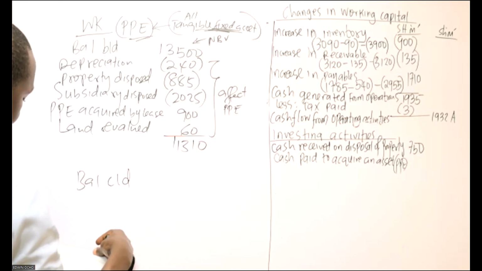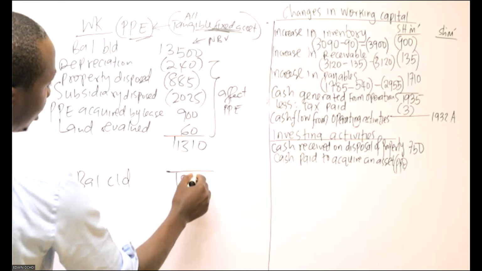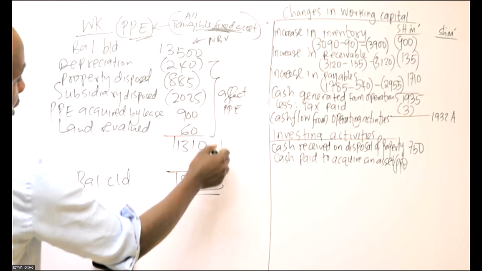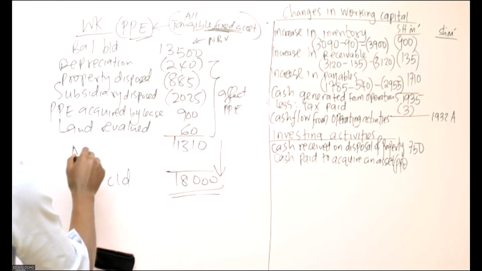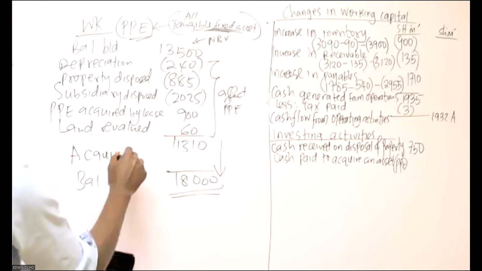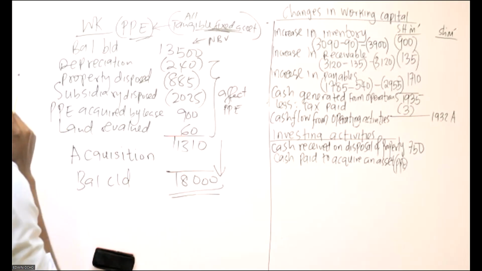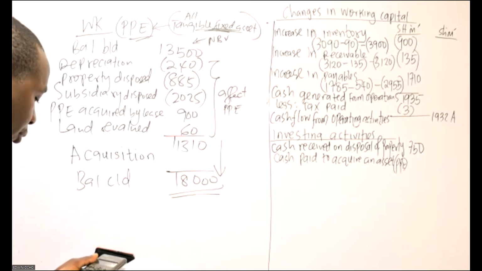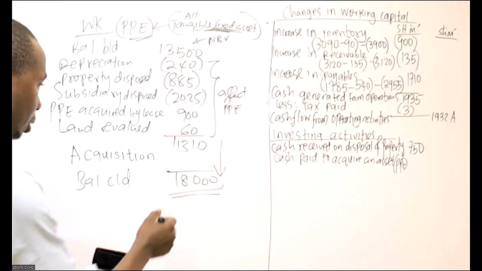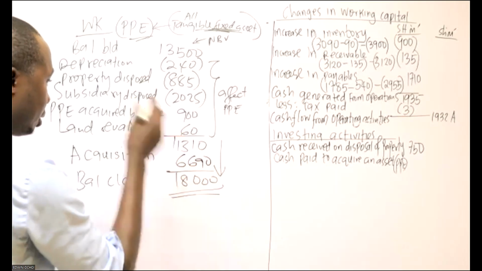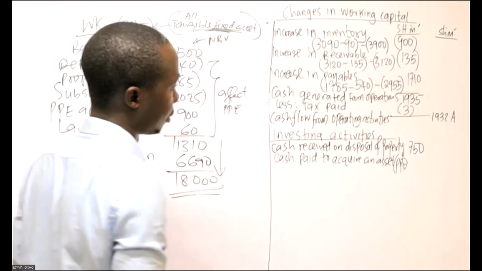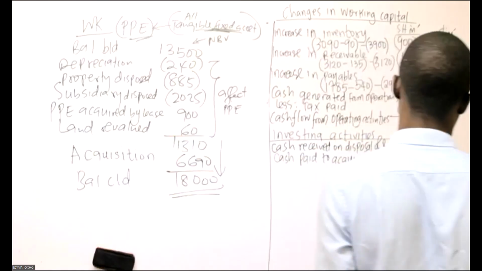Balance carried down as of 2017, property is 18,000. So this increased. When it increases, it means an acquisition was done. If it reduced, that is when I could have said they did a disposal. So they did an acquisition of an asset worth 6,690. So they paid that 6,690, and that is what I will record here.